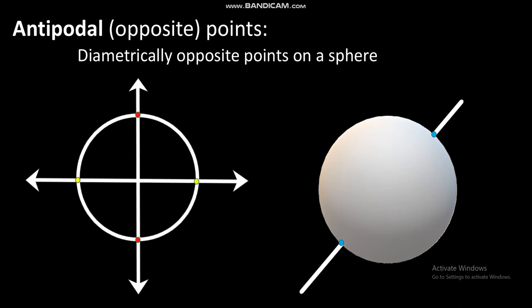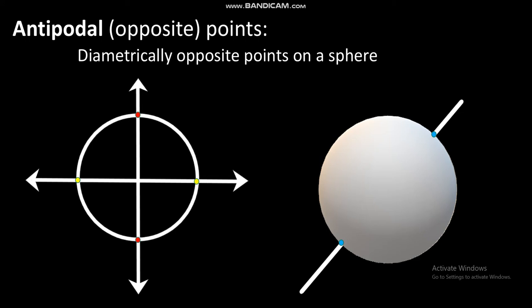Antipodal or opposite points are diametrically opposite points on a sphere. Let us consider a one-dimensional sphere. A one-dimensional unit sphere is a unit circle, since every point on the unit circle can be located accurately using just one parameter, theta. As we all know, theta is the angle made with respect to the x-axis.